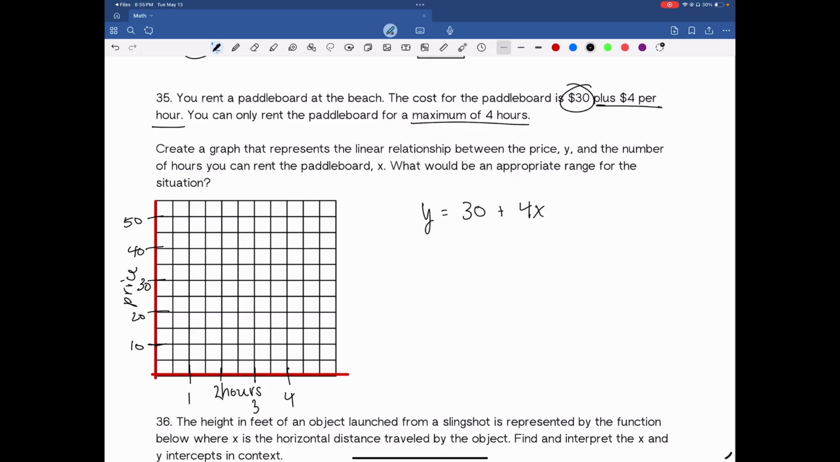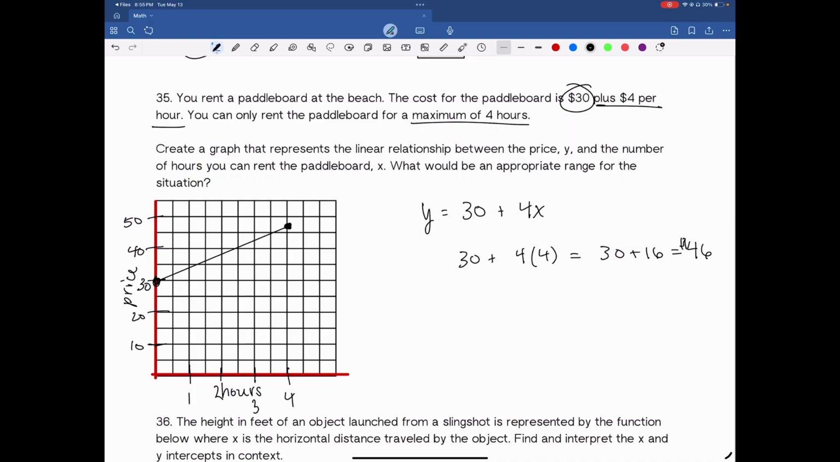So what's the maximum amount of money we could spend is if we did 4 hours. So that would be 30 plus 4 times 4, which is 30 plus 16. So $46 would be our maximum amount. So we have a point right around here. We know we start at 30, and so we could draw a line that connects those.